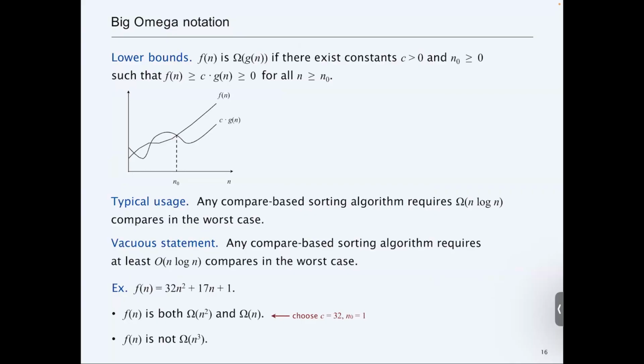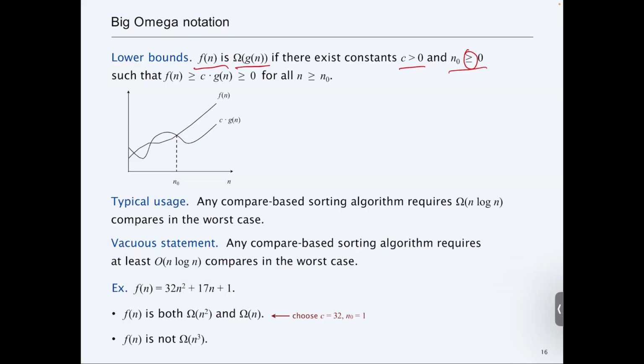If you understand big O, and if big O is just an upper bound, well then big omega is just the opposite. Big omega is a lower bound. So formally, f of n is omega of g of n if there exist constants c greater than or equal to 0, and an n naught, again, this should probably be greater than 0, such that f of n is greater than or equal to c times g of n for all n greater than n naught. And this is exactly what's shown in this graph, just like we had on the previous slide.